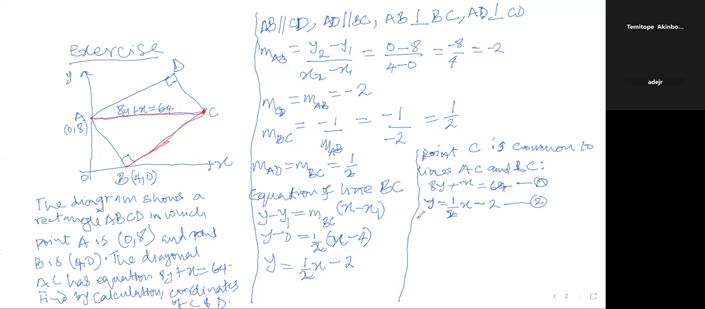Are you there? Yes, sir. I'm with you, I'm hearing you. What do you say? I said, which method do you think will be okay to solve the two equations?